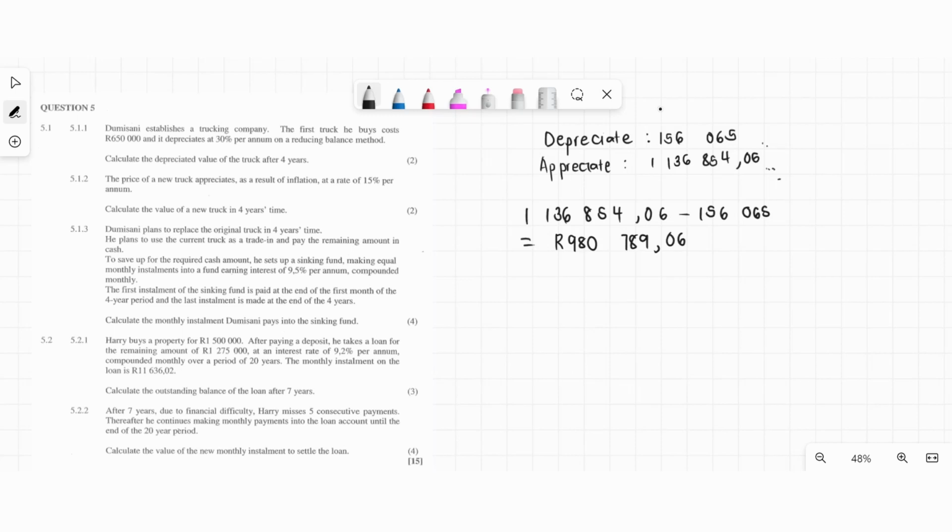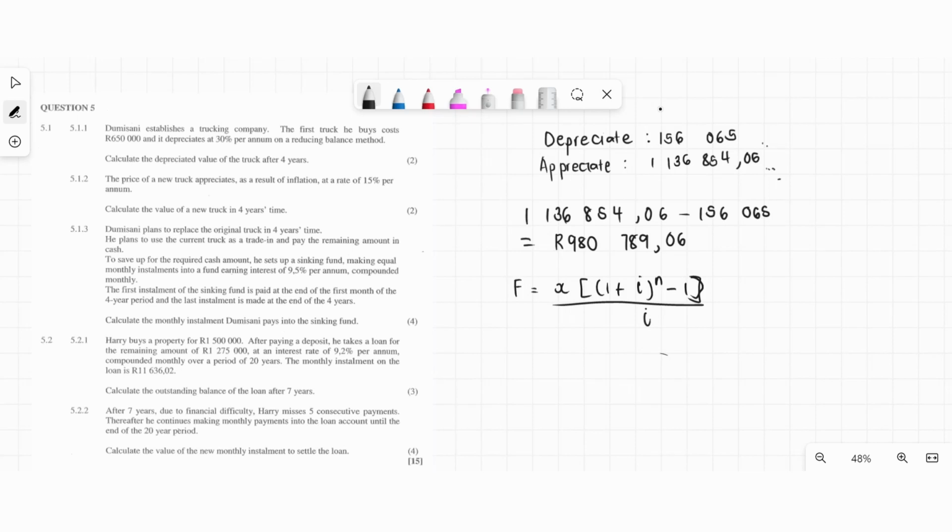So to find the sinking fund, we use this formula. We use the future value. So it's F is equal to X, right? Then you're going to say 1 plus i to the power n minus 1. Then this whole thing is divided by i, right?